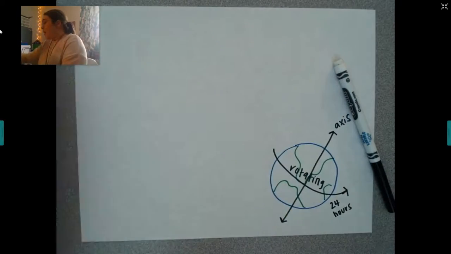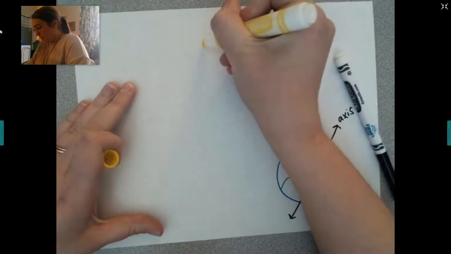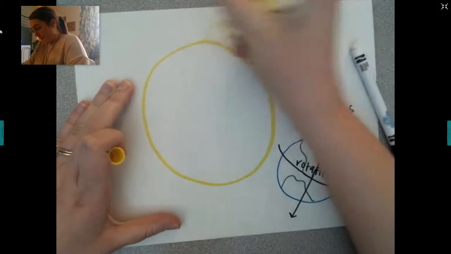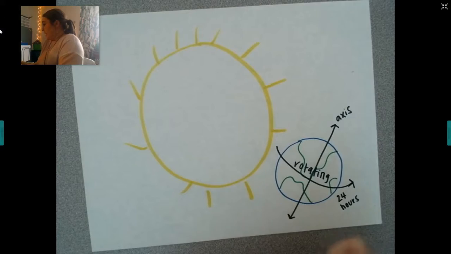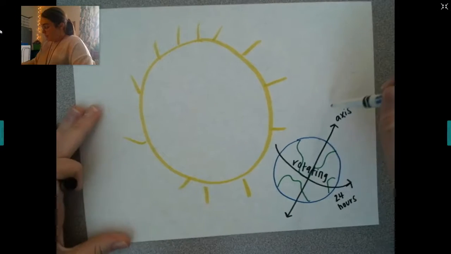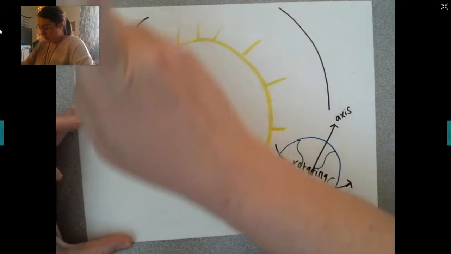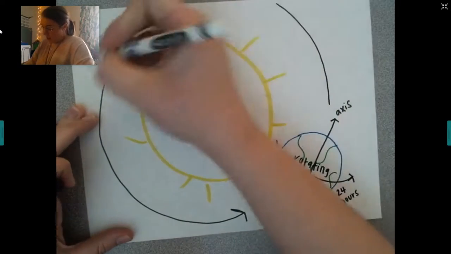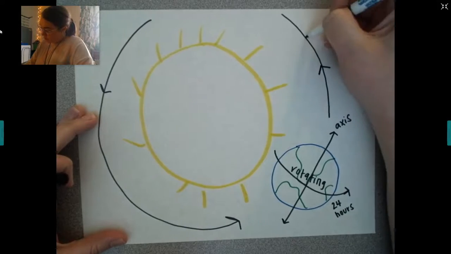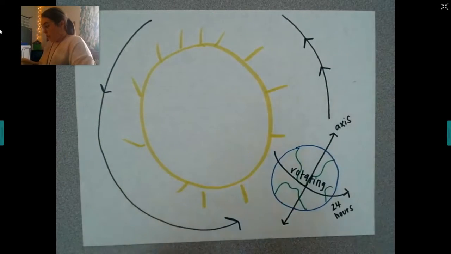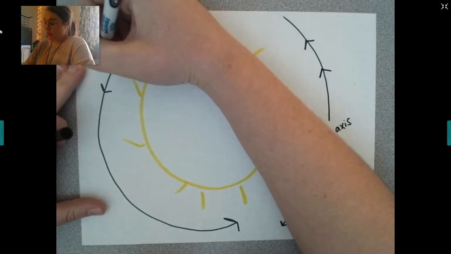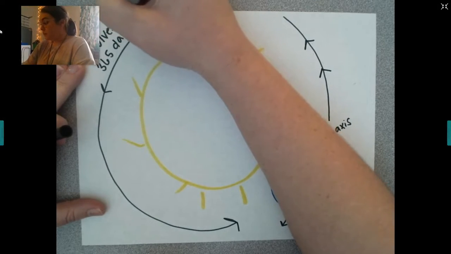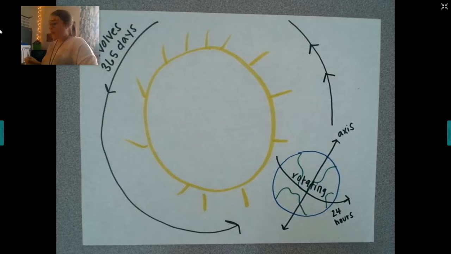Now, let's talk about the sun. So the sun is right here. It is the center. And the Earth revolves, and I'm going to draw it like this because I don't have enough room. The Earth revolves around the sun. So that takes 365 days. And if you remember from time and math, 365 days equals 1 year.